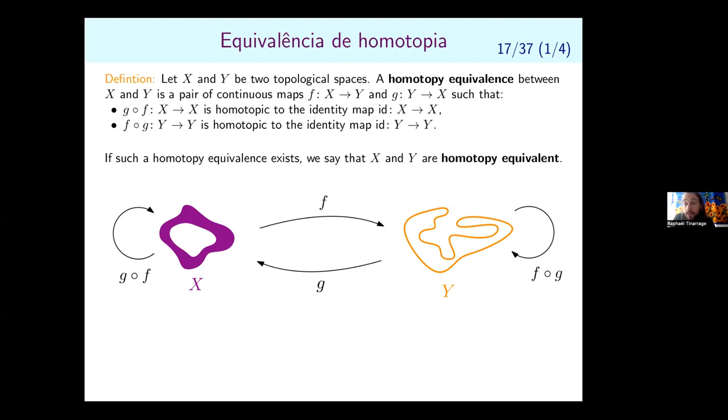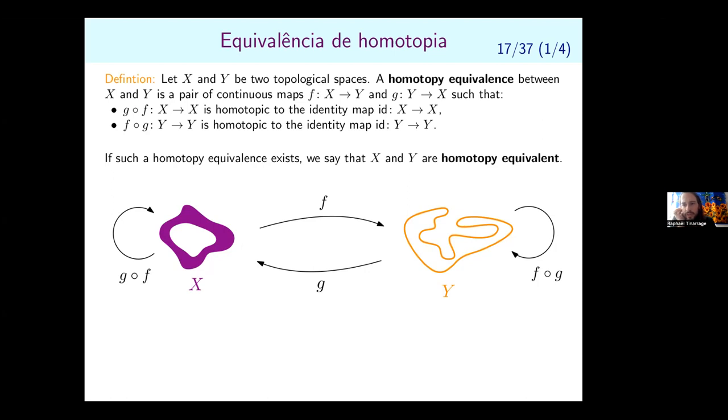And now I can talk about homotopies between spaces. X and Y are two topological spaces. A homotopy equivalence between X and Y will be a pair of maps, F and G. Now F goes from X to Y, and G goes from Y to X. And I call this pair a homotopy equivalence if the composition GF, a map from X to X, is homotopic to the identity map on X. And I also ask that the other composition, FG, is homotopic to the identity map on Y. Okay?